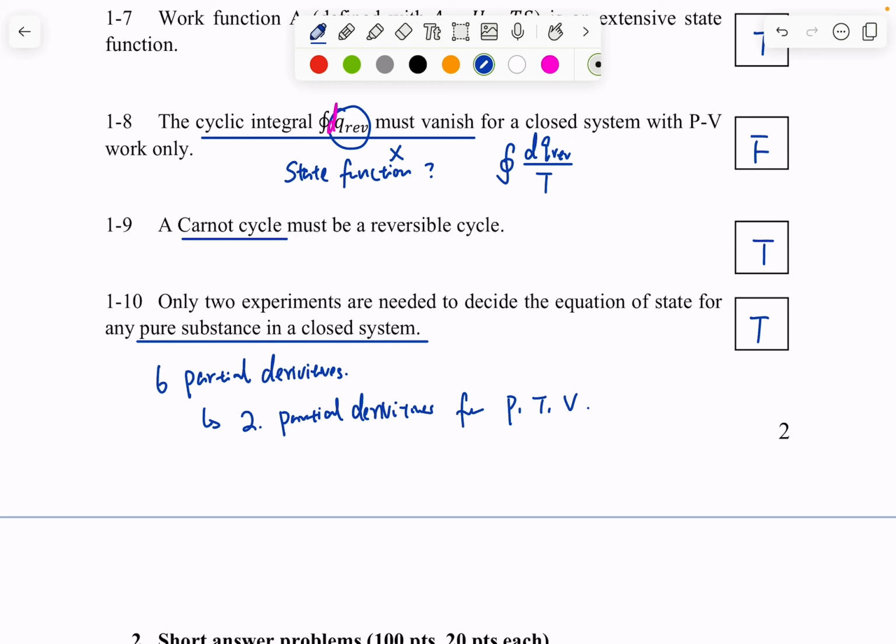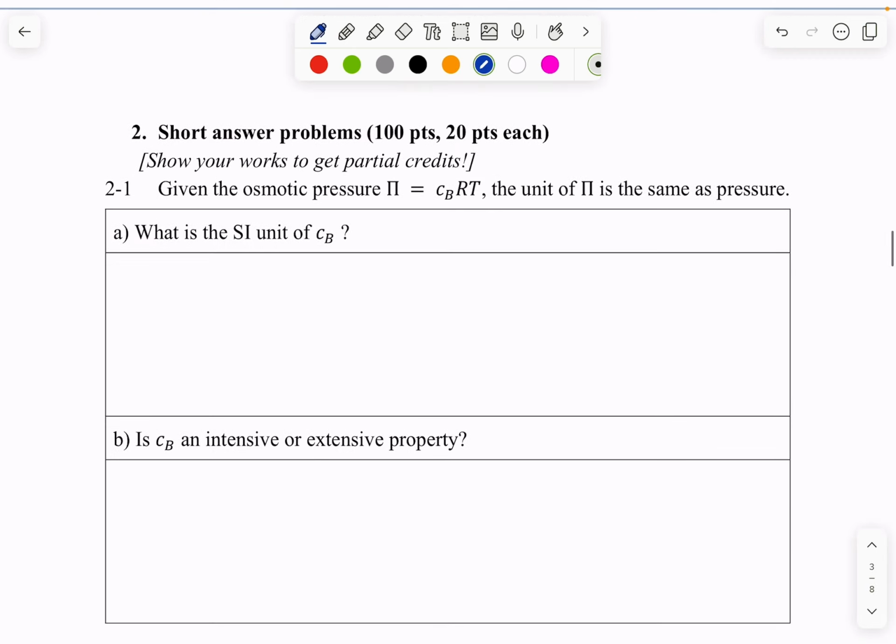All right, so that's all of our true and false. We are at 7:38 now. Next up, short answer problems. So this part is just, well, reading the question and giving a quick answer.